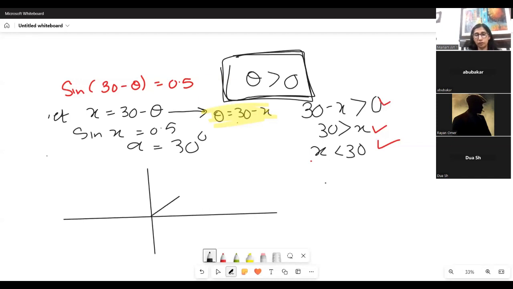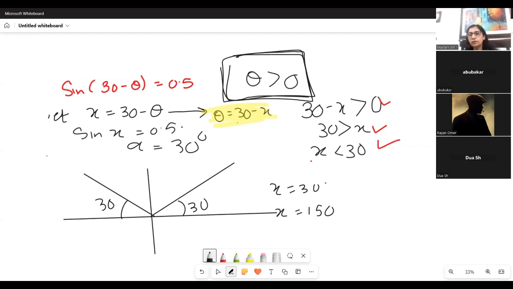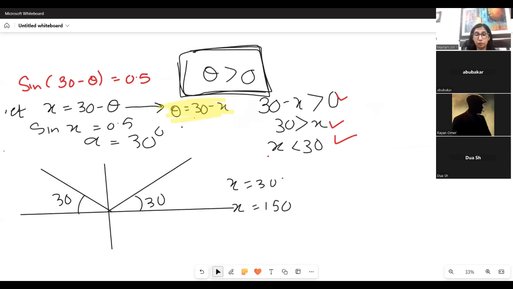So sine is positive in the first quadrant and the second quadrant. So we're getting x equals 30 and x equals 150. However, both of these are not less than 30. So we'll subtract 360 from both of these to get the previous negative solutions. We get x equals minus 330, and 150 minus 360 is minus 210.